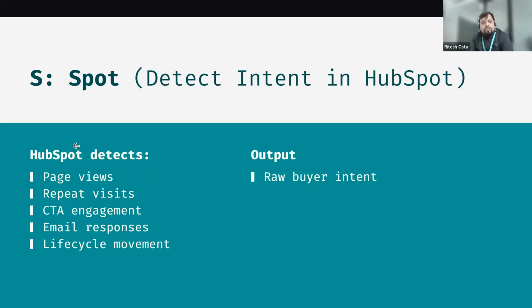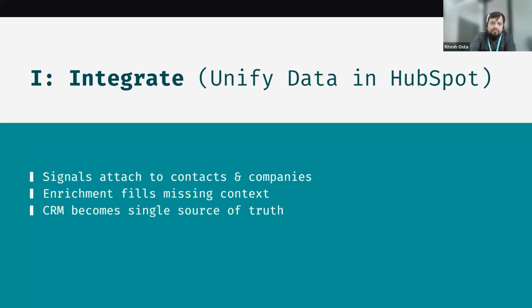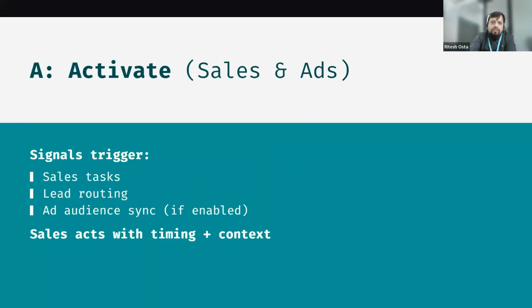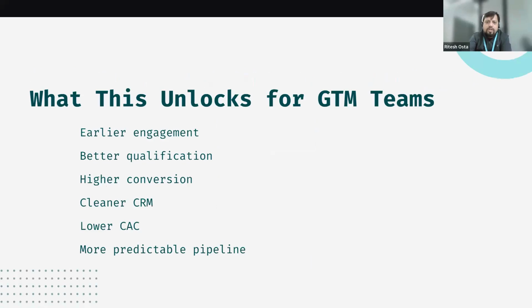To wrap it up, this is what we typically detect: page views, repeat visits, CTA engagement, email responses, lifecycle, and a bunch more which are not mentioned here, which I've already shown you in HubSpot. We spot a lot of signals. We have built a lot of AI agents around that ourselves, plus we work with Plays and HubSpot to track some more. And we have multiple different use cases that we have built. I'm going to quickly skip this, as we have another session on it. You can go through that particular webinar.